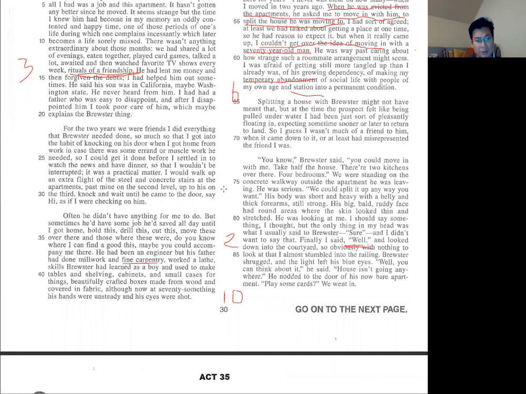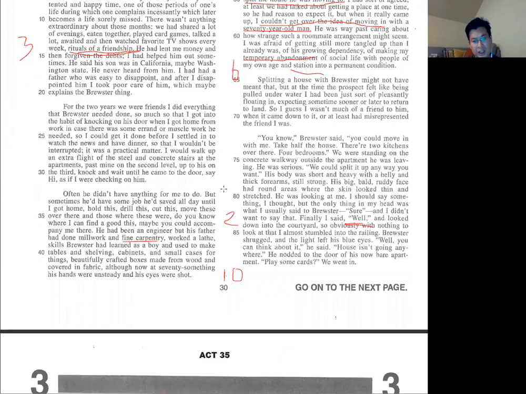And then the last paragraph it says, Brewster said, you could move in with me, take half the house, I take half the house, and there are 2 kitchens over there, 4 bedrooms. Standing on the concrete walkway outside the apartment he was living in.